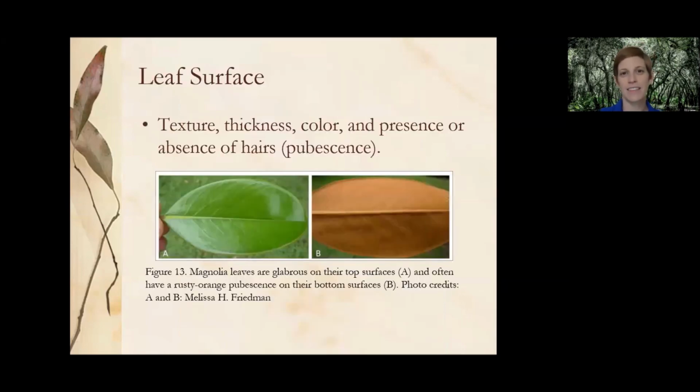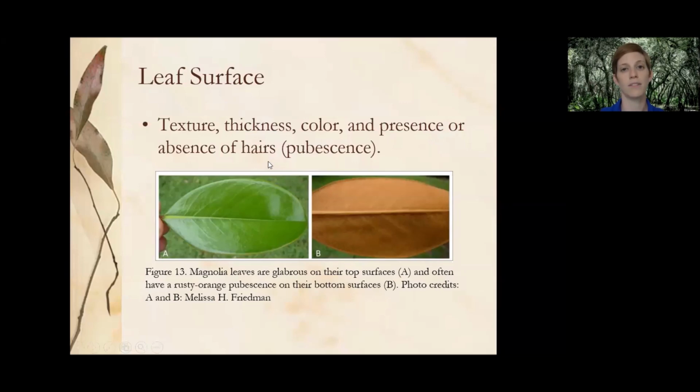Next up is leaf surface. This would be one of my favorites to talk about if we were doing an actual hike, but since we're doing it virtually, I'll just tell you about it. Things to note with the leaf surface: overall texture, is it rough? Is it smooth? Thickness. The leaf featured here is from the southern magnolia, which has a very, very thick leaf. Color is very important to consider, both on the top side and underside.